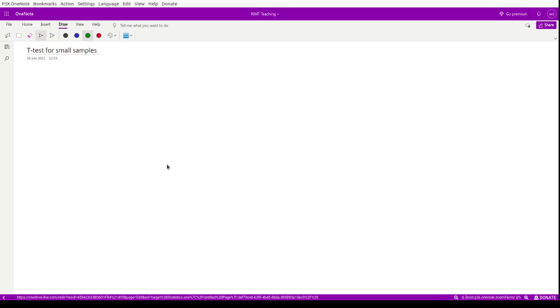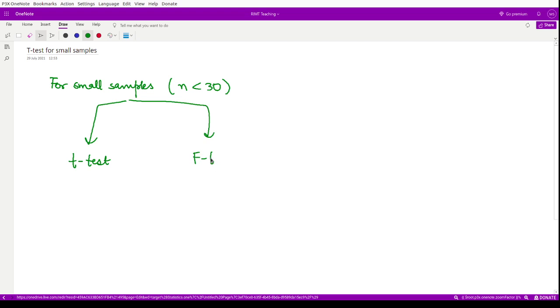So as I have told you, for small samples having sample size less than 30, so n is less than 30, in this case we have two tests. One is this t test, another one is this f test. Now in t test, what we do, we compare the means, and in f test what we do, we compare the standard deviation. So this is the basic difference.